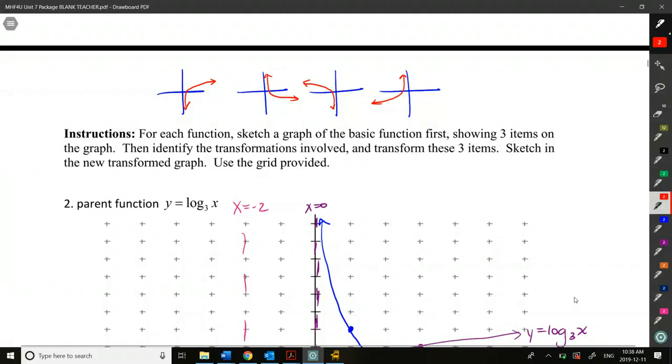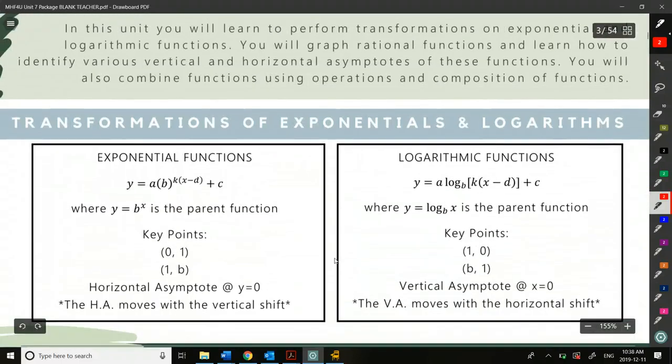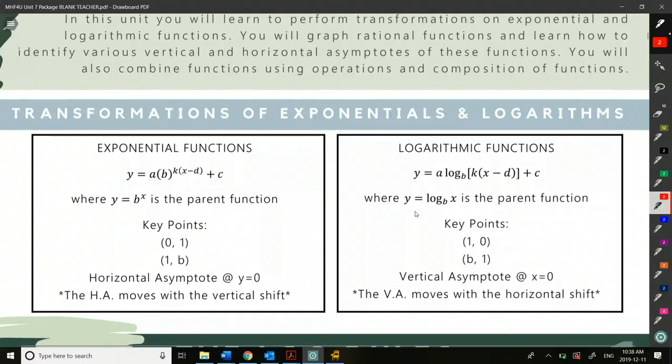Okay, just as a reminder, the key points that we dealt with for 3 to the x and log base 3 of x, the summary is here for you guys. So everything basically that we just talked about, so where to find the a, k, d, and c, and the key points and the asymptote locations, and how they shift with transformations.